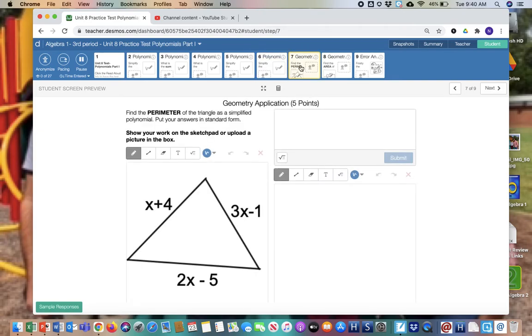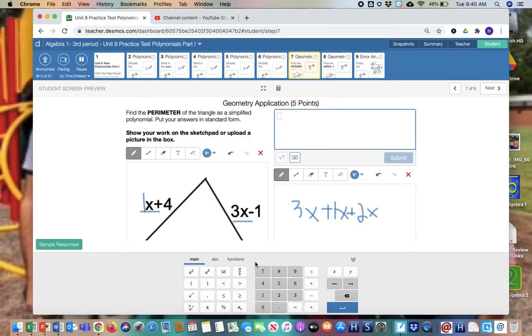All right, so next, what about this one? This asks me to find the perimeter. What does perimeter mean for a triangle? It just means to add up the terms. So I'm going to do 3x plus x, remember it's like a 1x, plus 2x. So 3x plus x plus 2x. Well, that's 1 plus 2 plus 3, so that's going to give me 6x.